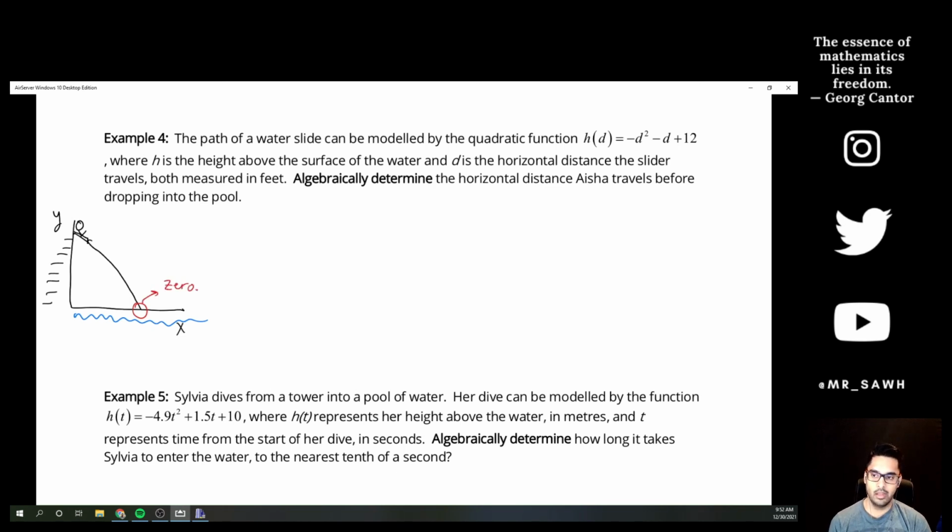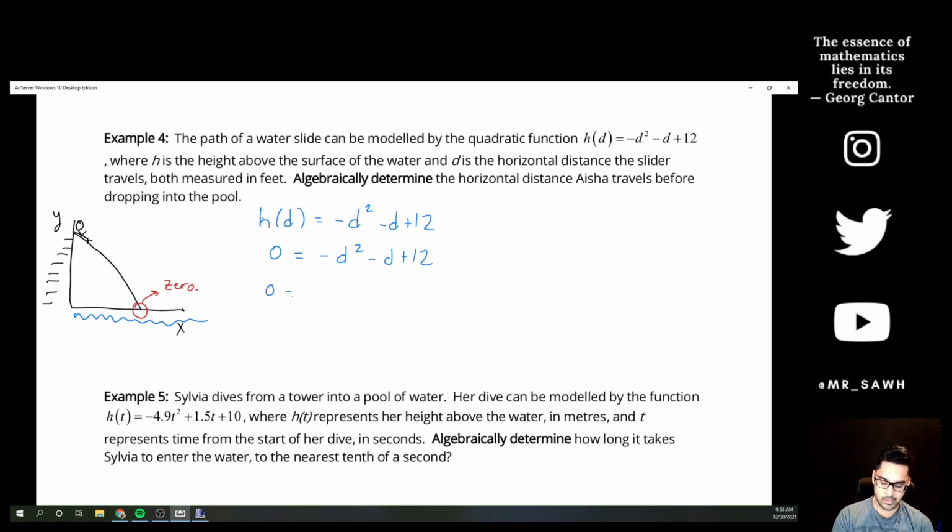So really, all I'm asked to do is solve this equation. That's really all this says. So the height as a function of distance traveled is equal to negative d squared minus d plus 12. And if I'm asked to solve this, really I want the height to be 0, right? Water level. So 0 equals minus d squared minus d plus 12. Really this is a factoring question, because if I can factor this, I can solve it.